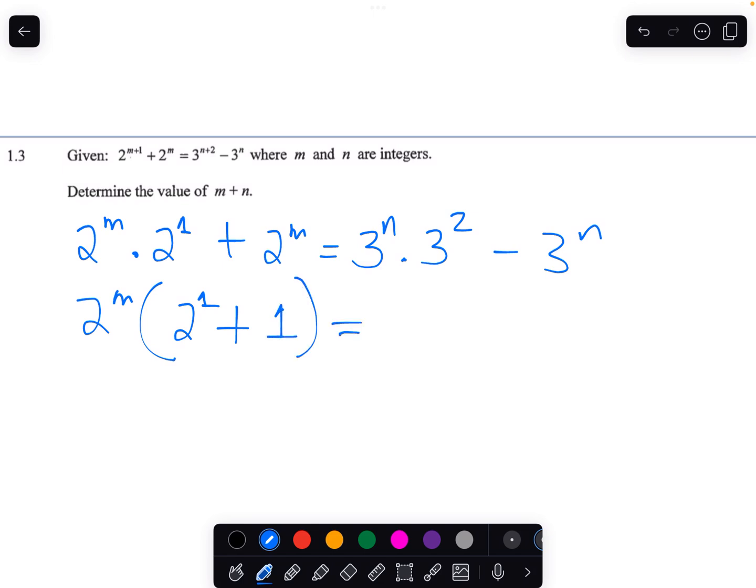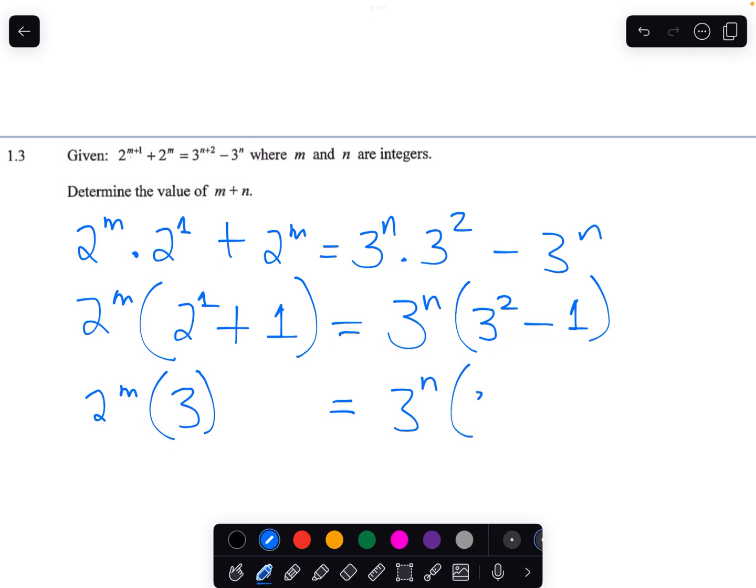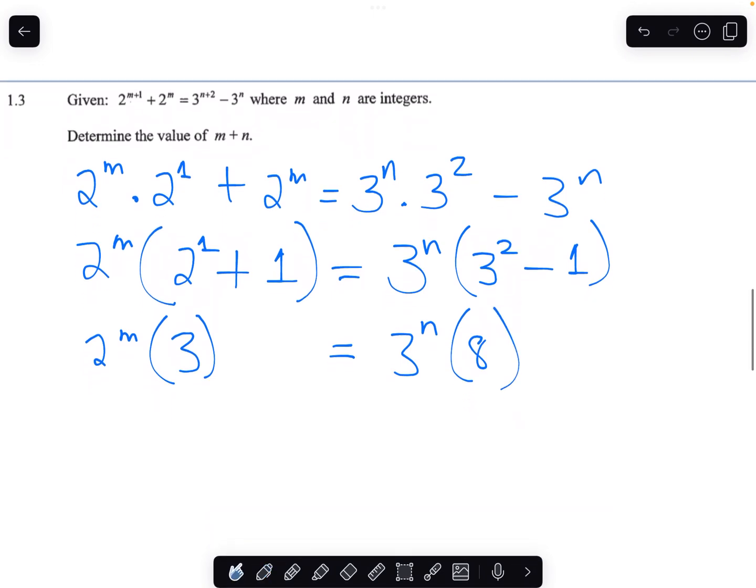And then on the right-hand side, we have a common factor of 3 to the n. In the first term, I'm just left with 3 to the 2, and in the second term, I'm left with minus 1. Right, so let's simplify this quick. Over here we have 2 to the 1, which is just 2, plus 1 is 3. And here we have 3 to the n times 3 squared, which is 9, minus 1, which is 8. Okay, let me just tell you right now that I have no idea where this is going.